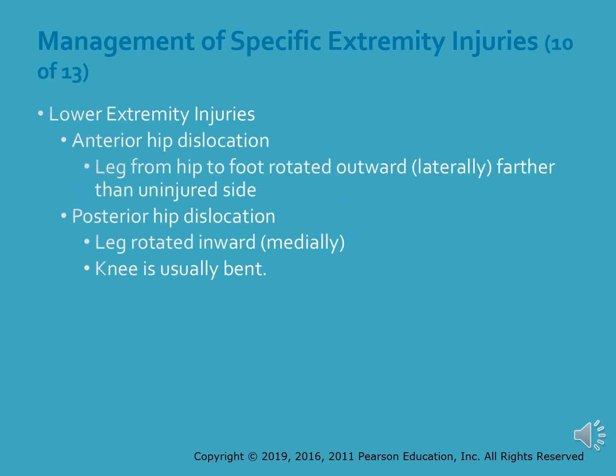So with lower extremity injuries, when you're talking about the anterior hip dislocation, it's when the leg from the hip to the foot is rotated outward or laterally or farther than the uninjured side. Then the posterior hip dislocation is when the leg is rotated inward or medially, and the knee is usually bent at that point.